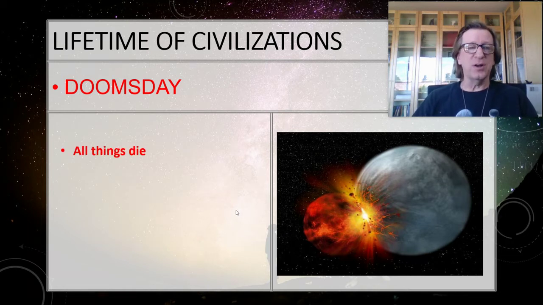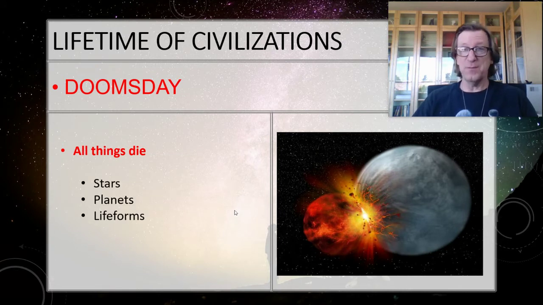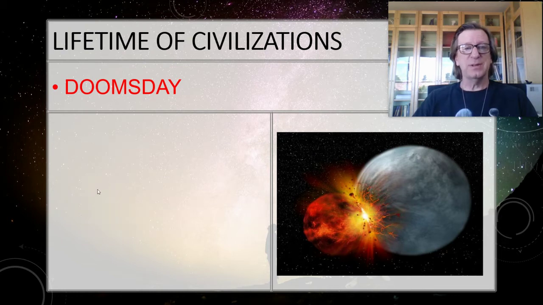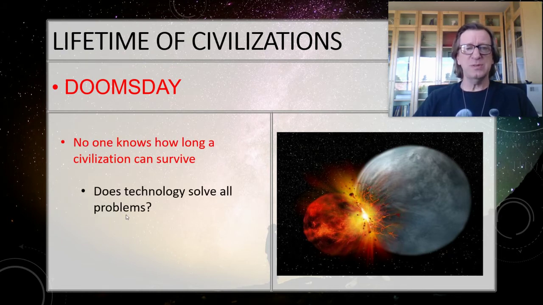But keep in mind, all things die. Stars die, planets die, life forms on those planets die, and entire civilizations die. So the real question is, what is the lifespan of a civilization? We have a good idea for stars, planets, and life forms, but we've only really got one civilization that we can compare to. So nobody knows how long they can survive.